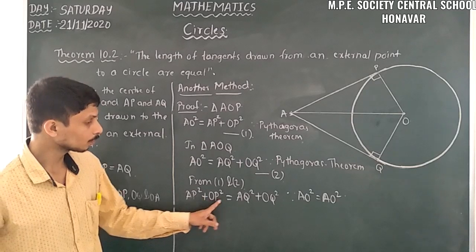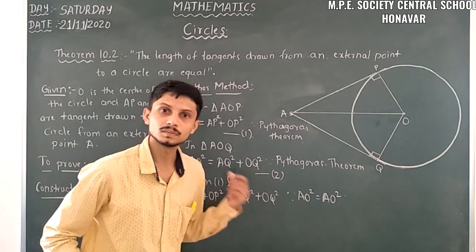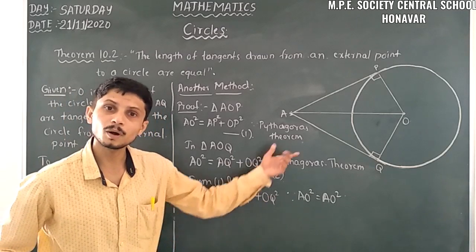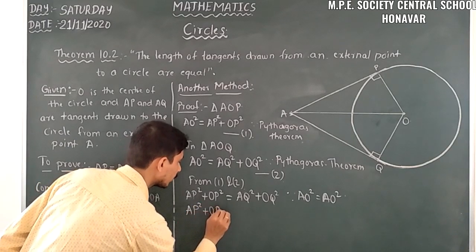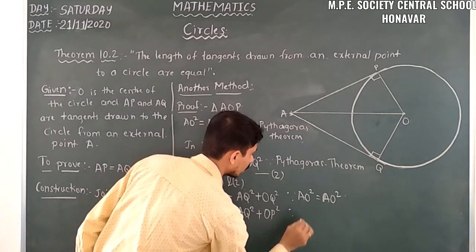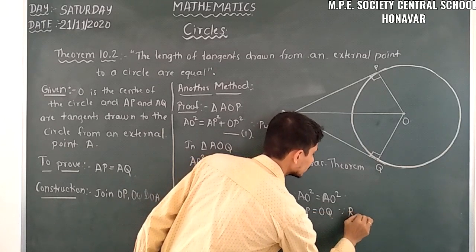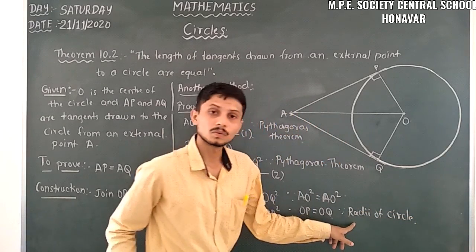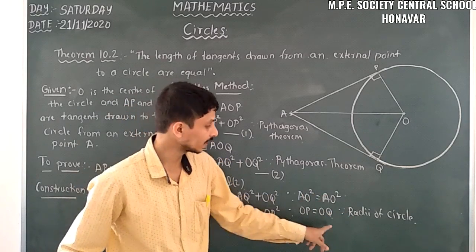Just observe, OP is there, OQ is there. The radius is always the same, so we can cancel out easily. We can take any one. OQ can be expressed in the form of OP also. Let us take that one. AP square plus OP square is equal to AQ square plus OP square, because OP is equal to OQ, that is the radius of the circle. So only one radius means we have a radius; two or three means we can take radii.